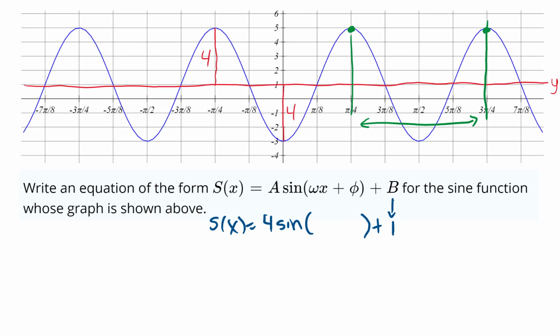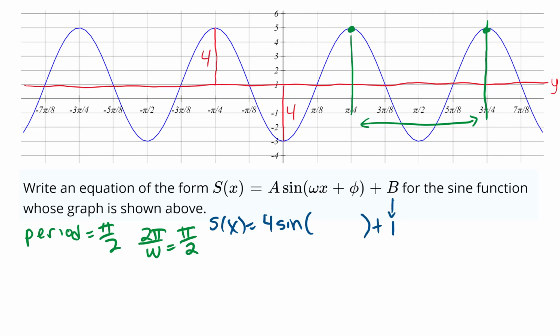Well, 3 pi fourths minus pi fourths is 2 pi fourths, or pi over 2. So the period, I'm going to put that over here, the period is pi over 2. I got that from just seeing how far apart those were. And so now we know that if we take 2 pi and divide it by omega, that equals the period. So that equals pi over 2.